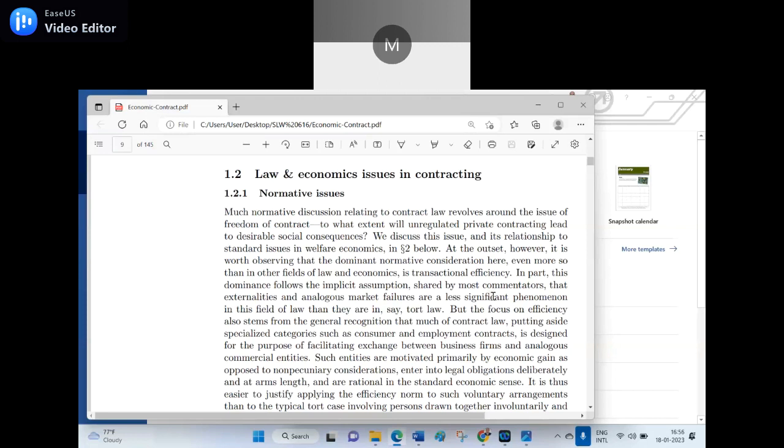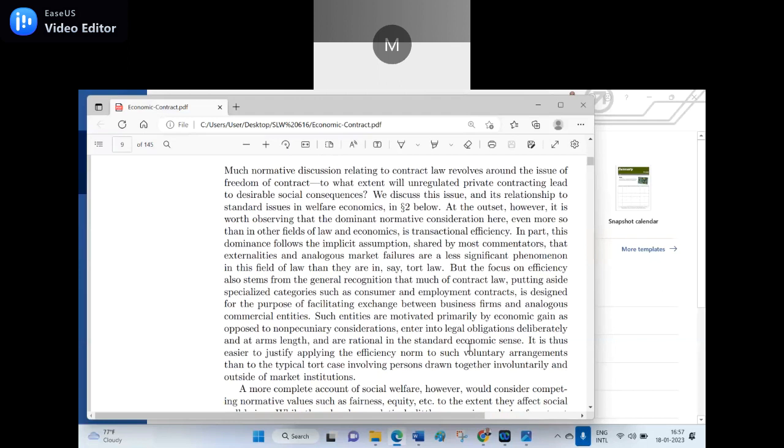Just as in tort law, we can see the economic value of a contract. In the same way, in the contract also we will see the economic value. Because if the contract doesn't produce economic efficiency, then there is no meaning in making a contract with the parties. That is actually the essence of it. When you see further, in part, this dominance follows the explicit assumptions shared by most commentators that externalities and analogous market failure are less significant phenomena in the field of law than they are in, say, tort law. So now let us make a point here.